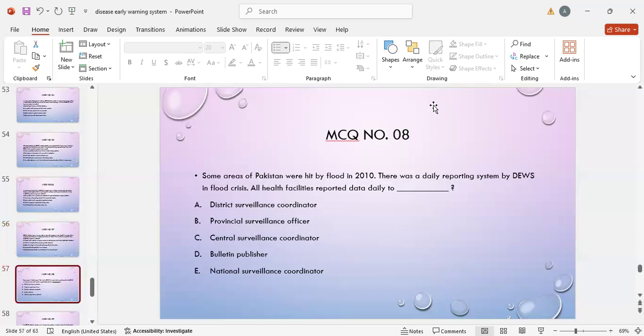MCQ number 8 is: Some areas of Pakistan were hit by floods in 2010. There was a daily reporting system by DUSE in the flood crisis. All health facilities were reporting data daily. Who compiles this data?